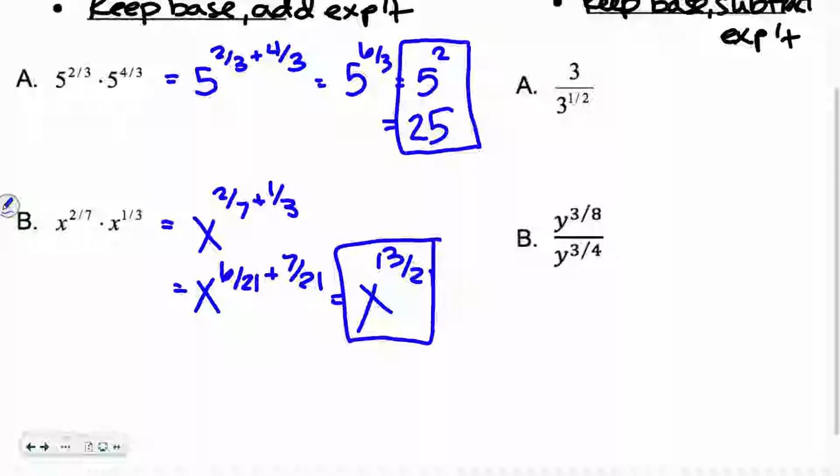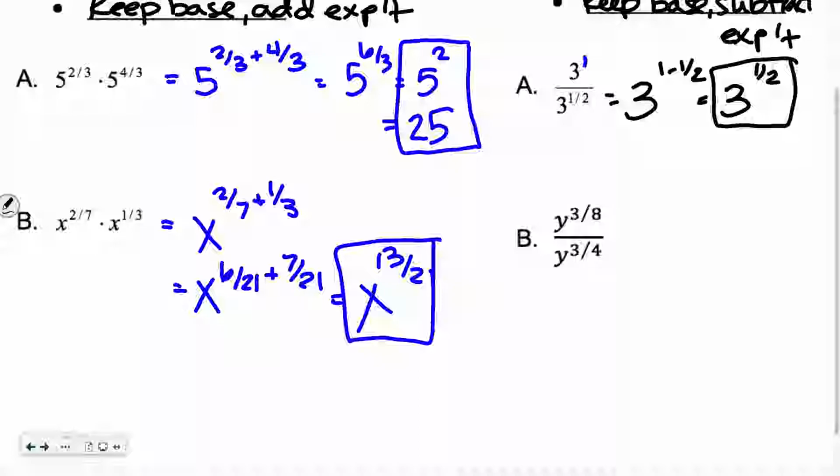All right, so over there in the quotient, we're just subtracting the exponents now. For letter A, what did you use for your exponent in the numerator? What is that? 3 to the 1. Right? If it's just a number, it's just being raised to the first power. It just is what it is. So that's 3 to the first. And then we should subtract our exponents. So 3 to the 1 minus 1/2 is just 3 to the 1/2.